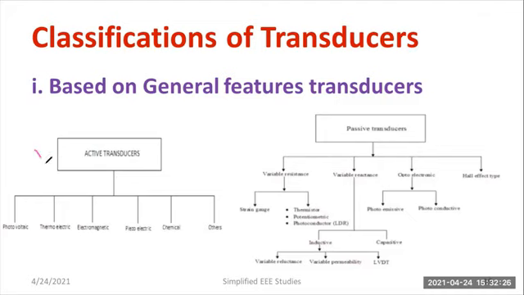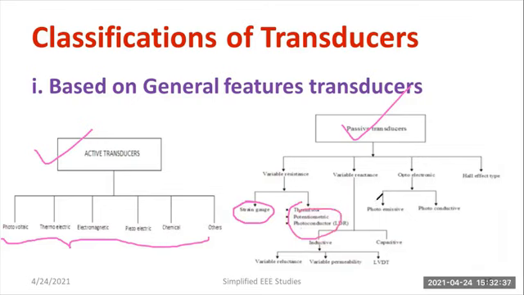So these are the various examples of active transducers. I have listed the various examples of active transducers, and there is a broad classification of the passive transducers. They are given here: strain gauge, thermistors, photoemissive cells, photoconductive cells, LVDT. These are the examples of passive transducers.